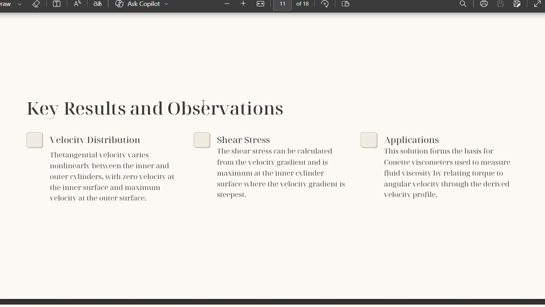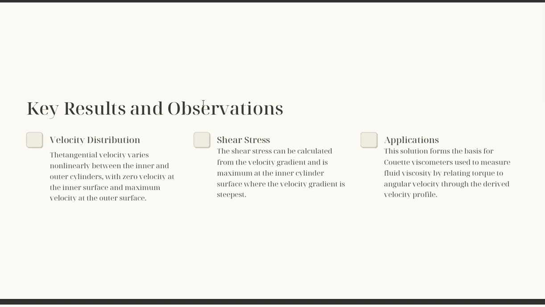Now the key results and observations. Here the velocity is 0 at the inner cylinder and maximum at the outer cylinder, and also the shear stress is highest at the inner cylinder. Also this system is used in a viscometer to measure viscosity.